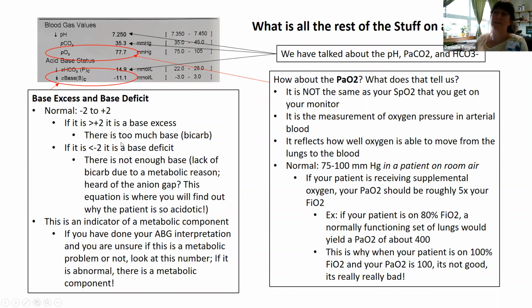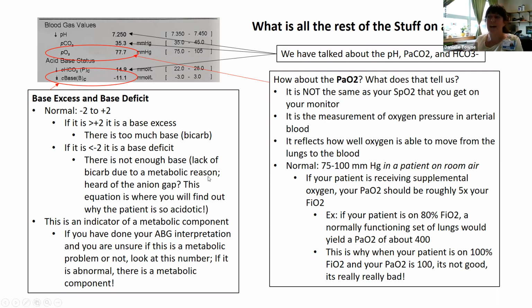Okay, and our base excess and base deficit. I think this one's kind of an interesting one. So normal kind of varies. You can see here, I put normal as -2 to +2. On the slip of paper here, it's -3 to +3, but roughly in that range is what's normal.